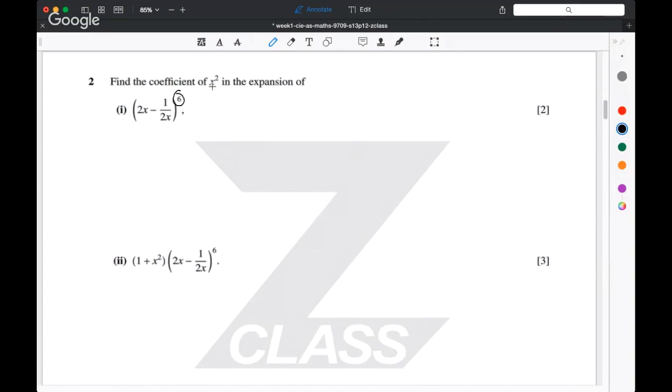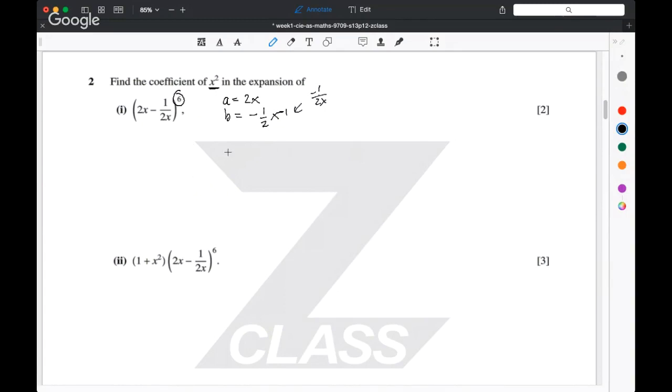So what they want is the coefficient in front of x squared. Well, if you look at the formula booklet, it's in terms of a and b, where in our case, a is equal to 2x and b is equal to minus 1/2 x to the minus 1. I'm going to write it like this, but you see that that's just equal to minus 1 on 2x.